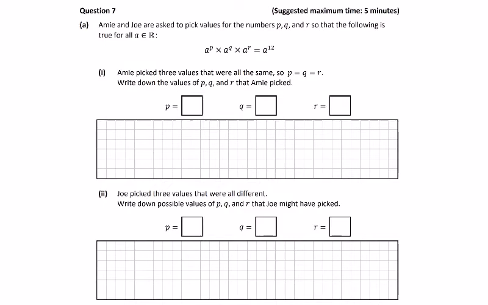Question 7 is your classic indices. What's the rule here? Amy picked 3 values that were all the same. So this is true up here. So 4 plus 4 plus 4 is equal to 12. Joe picked 3 values that were all different. So he could take 3, 4, and 5. Any numbers that add up to 12. You can have a load of selections here.